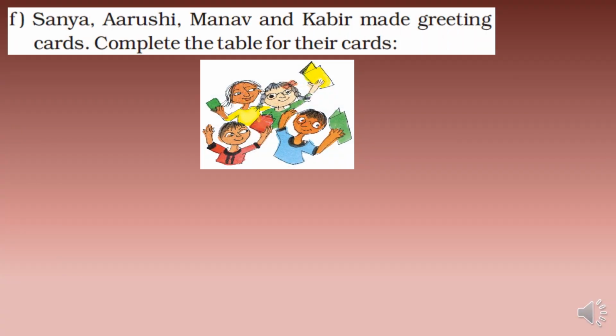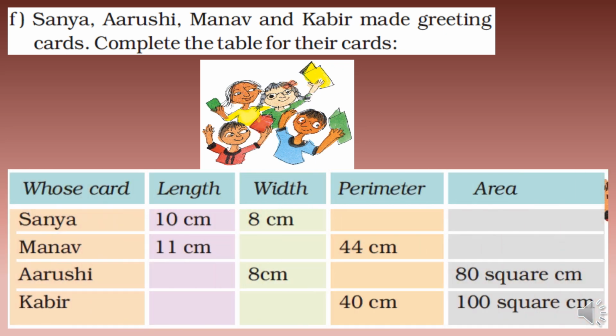See here, Sanya, Arushi, Manav and Kabir made greeting cards. Complete the table for their cards. So here is the table. You can see that the length and width of Sanya's card is given, so we can find out the perimeter. The formula for the perimeter is 2 multiplied by (L plus W). So here L plus W is 10 centimeter plus 8 centimeter, that is equal to 18, and 18 2s are 36 centimeter will be the perimeter.